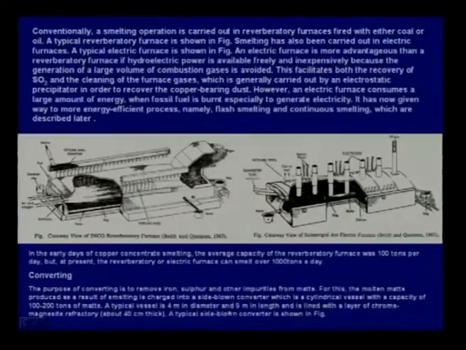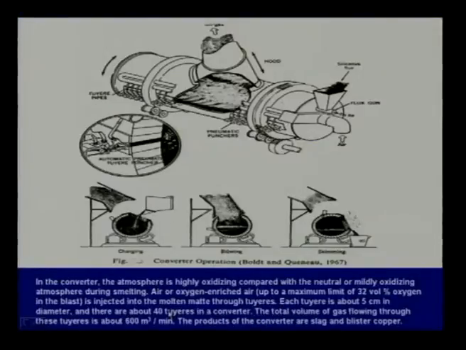A typical vessel will be 4 meters in diameter and 9 meters in length. So, it is a big cylinder and is lined with a layer of chrome magnesite refractory about 40 centimeter thick. Now, the next figure shows you a typical side blown converter. This is the cylindrical vessel.